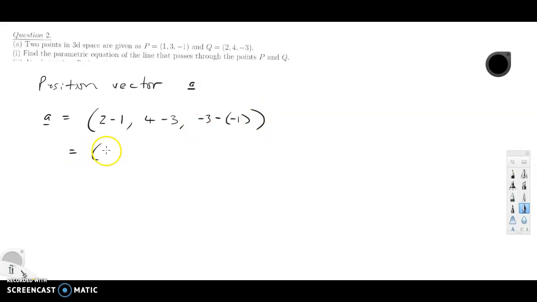So that gives us 2 minus 1 is 1, 4 minus 3 is also 1, and that's going to be minus 3. It's going to end up being minus 3 plus 1, so that's going to be minus 2 in there.